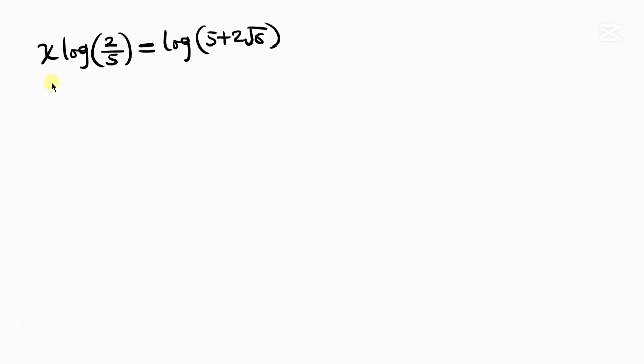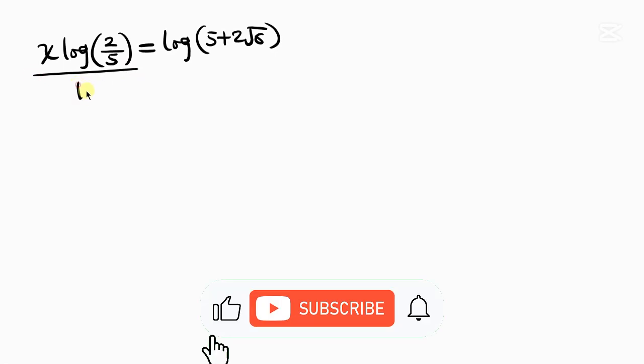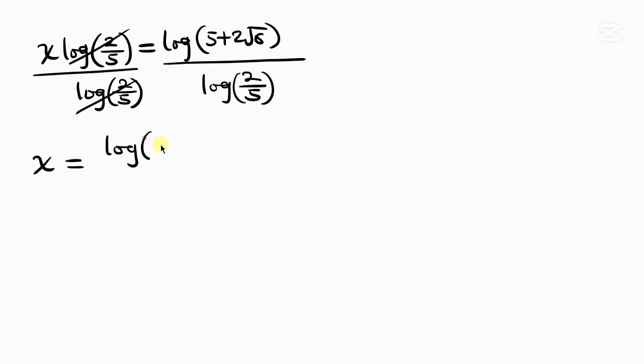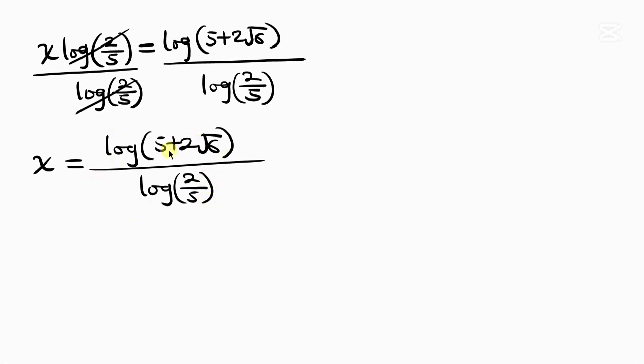All right, so I'll divide the left-hand side by log 2 over 5. I'll also divide the right-hand side by log 2 over 5. Now notice that log 2 over 5 can cancel off, leaving x equal to log of 5 plus 2 root 6 all over log 2 over 5. So this is one of the answers.